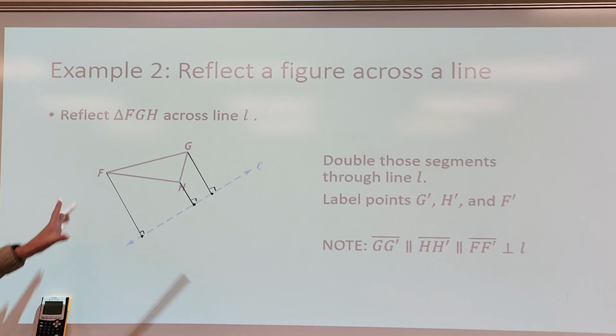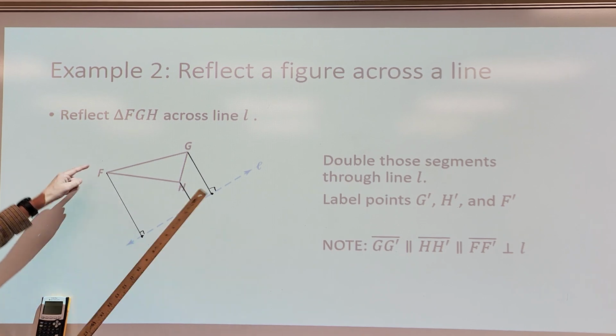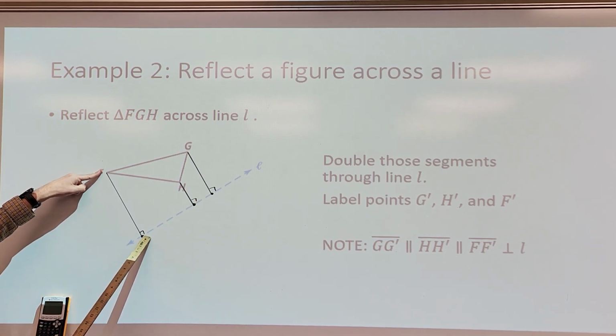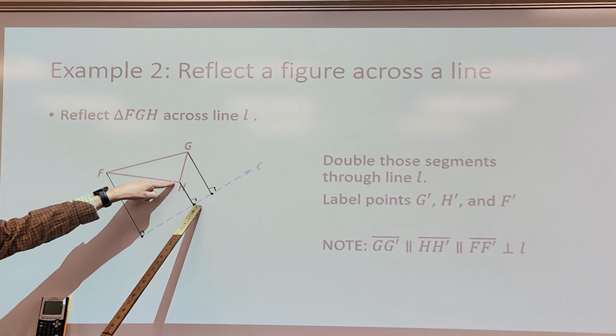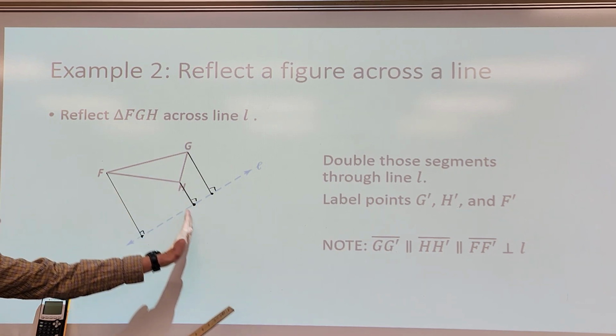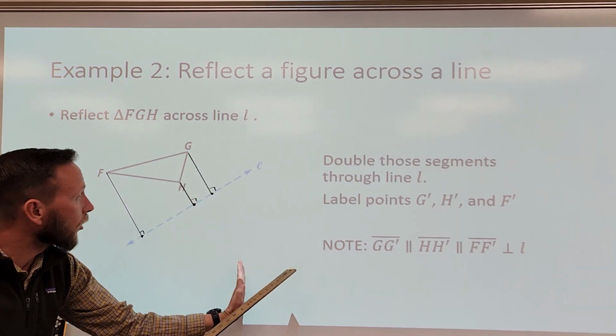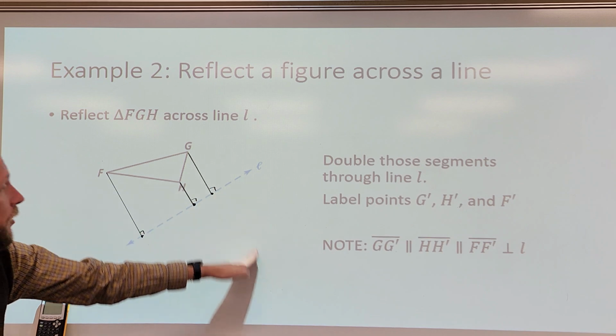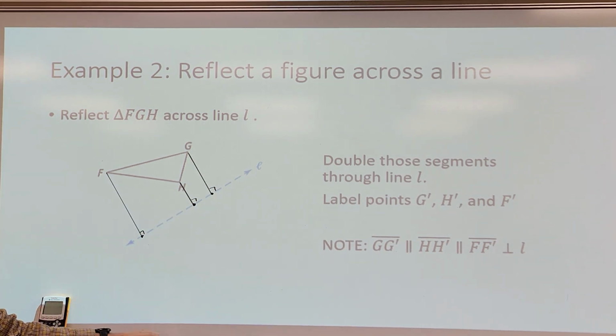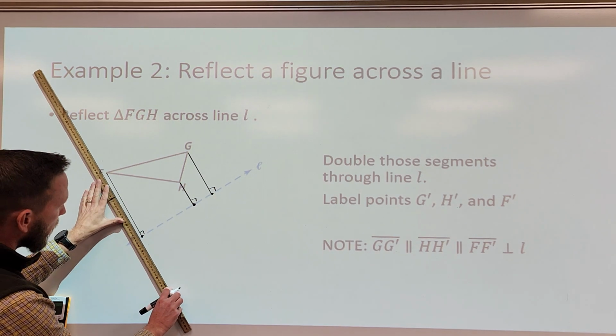Next, what we want to do is double those segments. So we want to take this length, which is going to require us to measure, and draw it over here. This length and draw it over there. Again, continuing through line L and perpendicular to line L so that we can see where point G prime, H prime, and F prime are going to be. So we're going to measure those to the best of our ability.